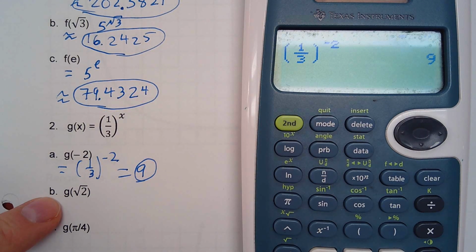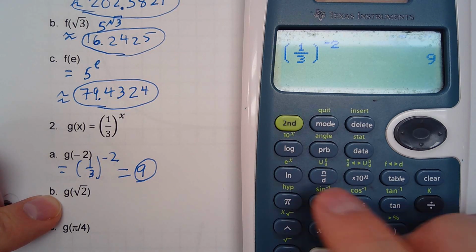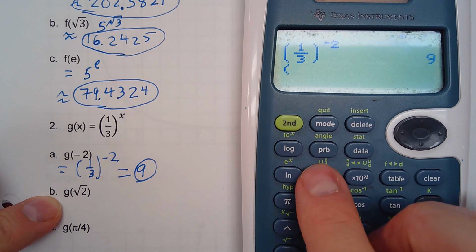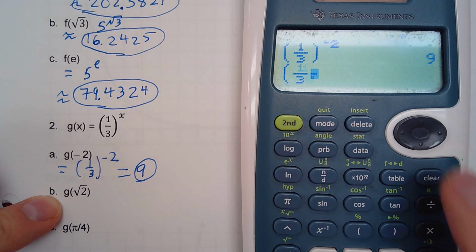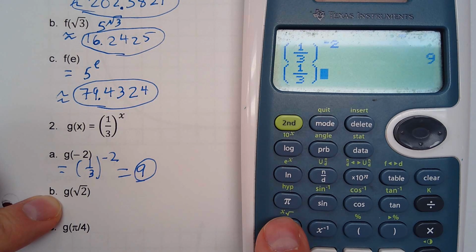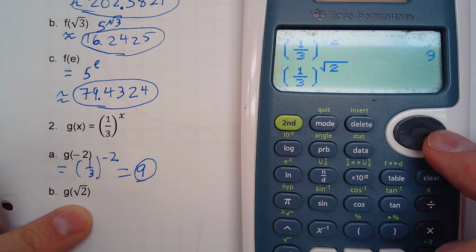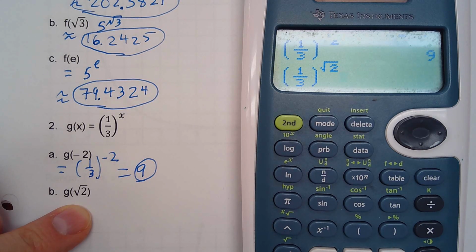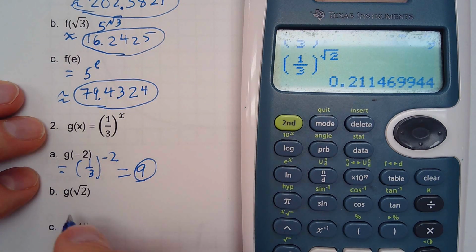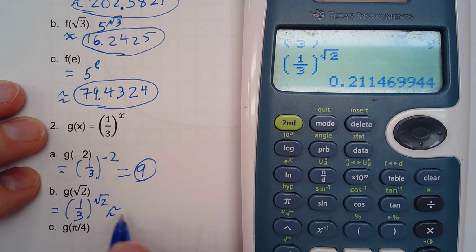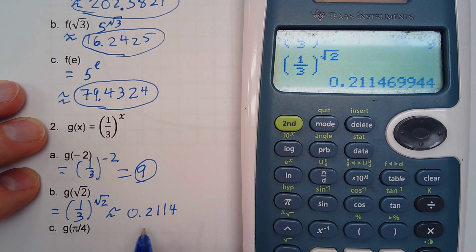Let's do B. So I'm going to do parentheses, 1/3, close my parentheses, caret key, make sure you're up there in the exponent. Second, get your square root, put your 2, hit enter. Now it'd be 0.2114 if we're rounding to 4 decimal places.